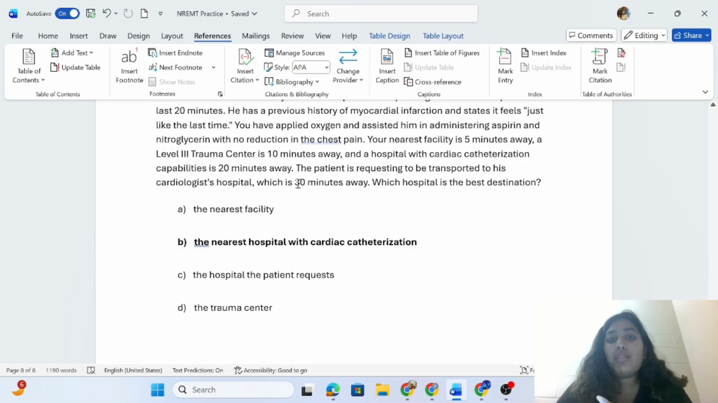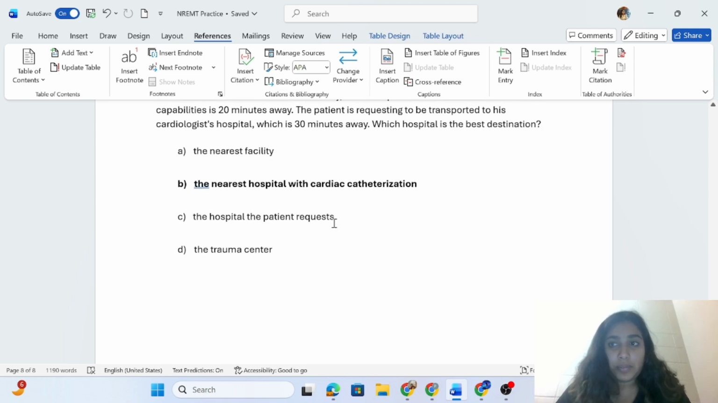So that way it would be a beneficial decision. A trauma center is no way going to be helpful for him because he's not into some trauma. He's having heart problems. So hospitals that have more doctors and residents that are specialists in cardiac are ideal for us, and I'll choose the 20 minutes away because that's the nearest and quickest option. So yeah, the nearest hospital with cardiac catheterization.